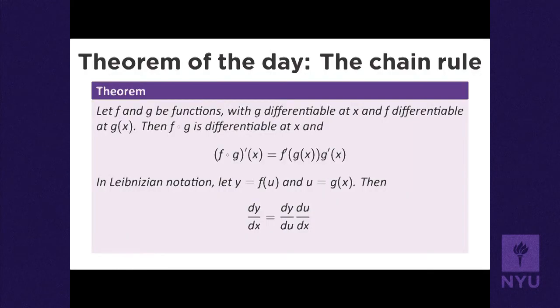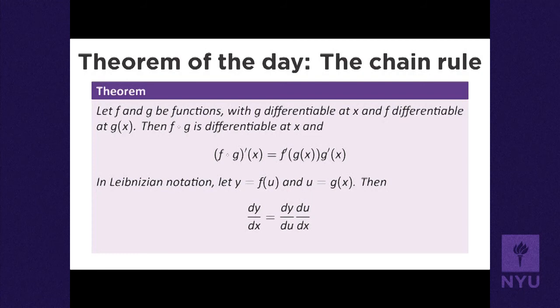Okay, another way to state that is what we call the chain rule. So the chain rule goes, let f and g be any functions. We have to make sure that g is differentiable at x and f is differentiable at g of x. Then the derivative of the composition f of g at x is f prime of g of x times g prime of x.